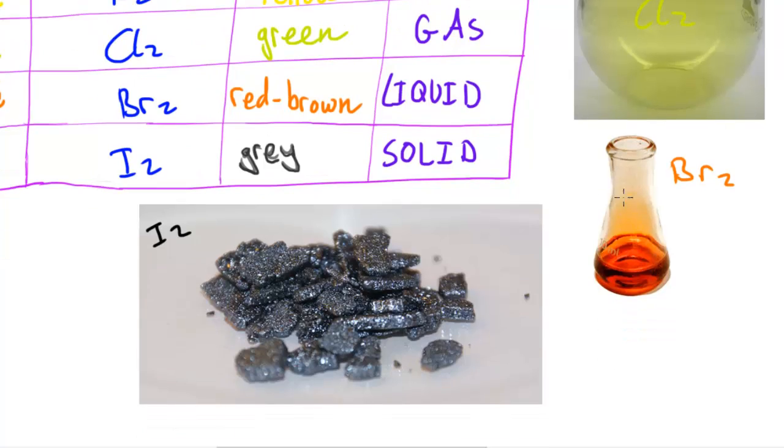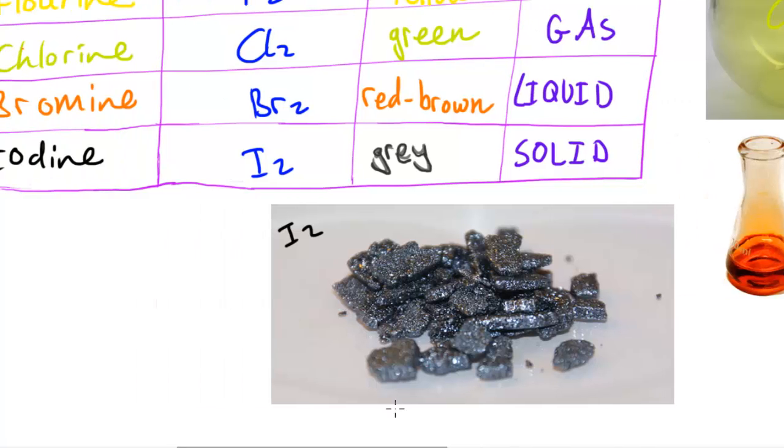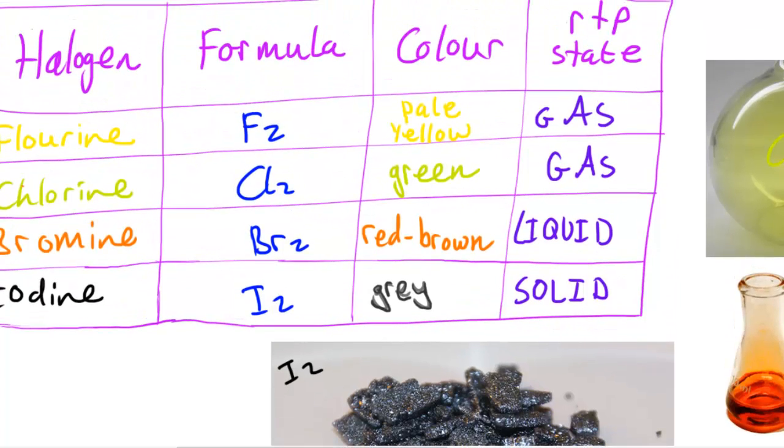And I've got bromine here, and this is a liquid, as you can see. And then we have iodine, and this sort of looks kind of metallic in the way it's shiny. And iodine is a solid, as you can see, at room temperature and pressure, and it's sort of grayish in color.